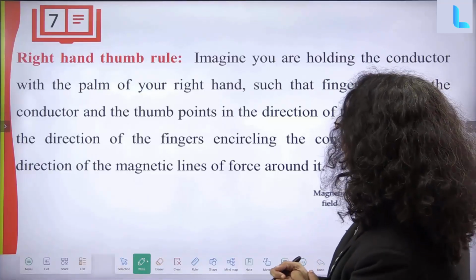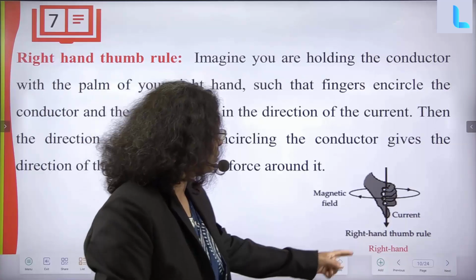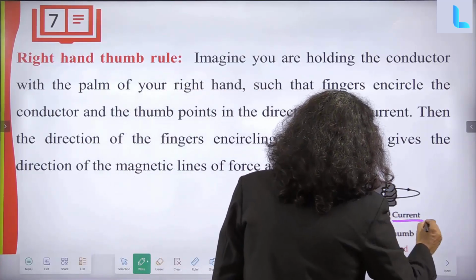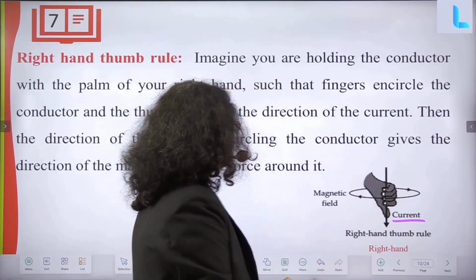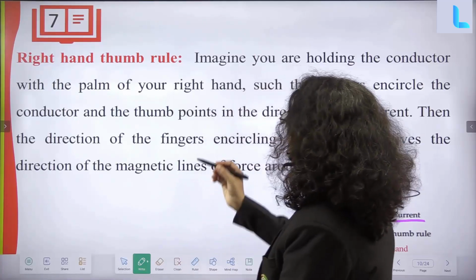Now the right hand thumb rule. See here, this is the right hand thumb rule. The thumb indicates the current and the closed fingers indicate the magnetic field. So this is called the right hand thumb rule.